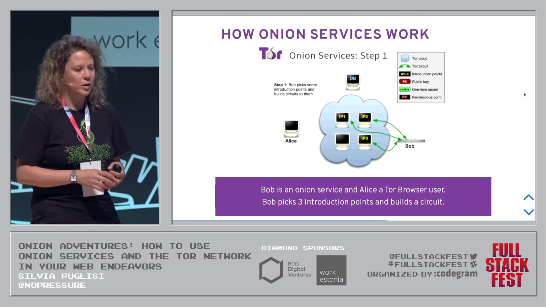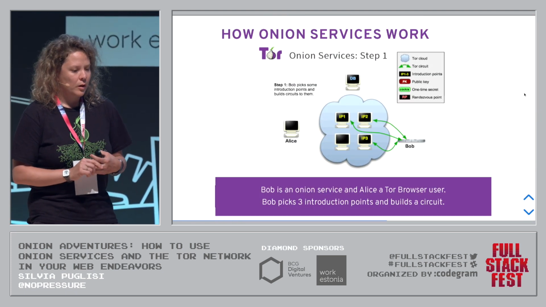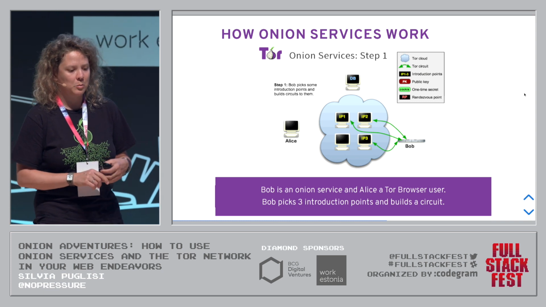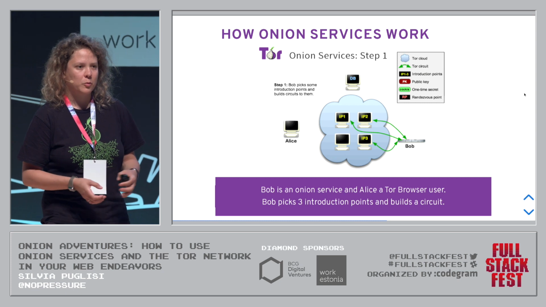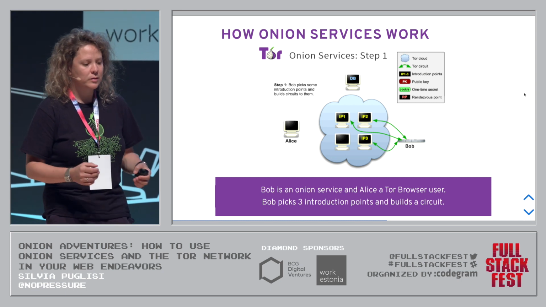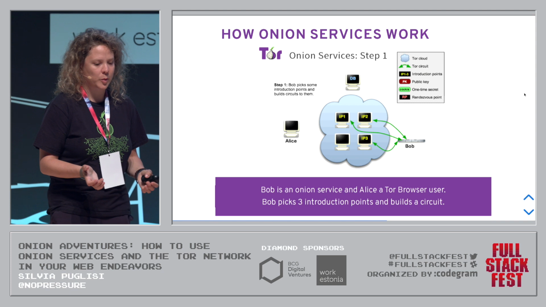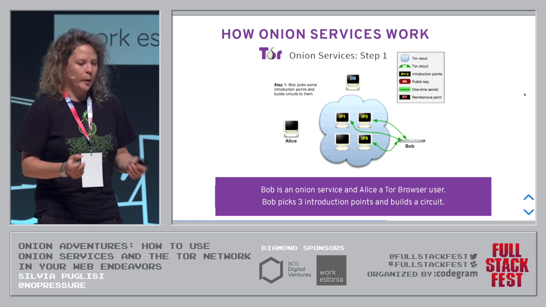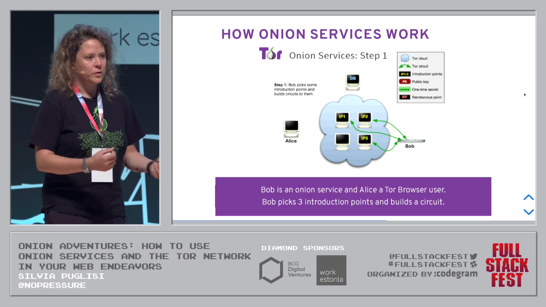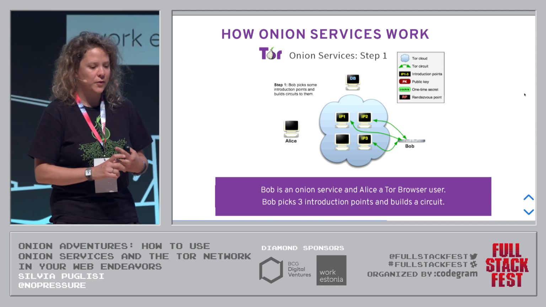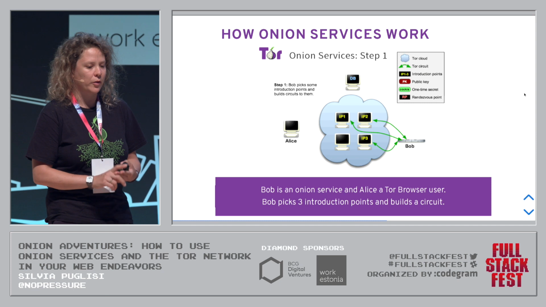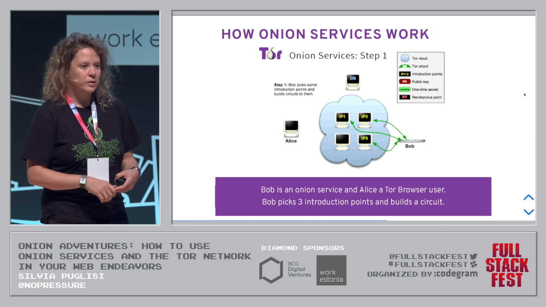So let's see how an onion service actually works. Let's say that Bob this time is a web page again, and there is Alice. Alice is using the Tor Browser. So Bob wants to say, I'm a new service on the onion network. So what it does is it picks 3 nodes on the network. These are 3 relays, and it just builds a circuit.